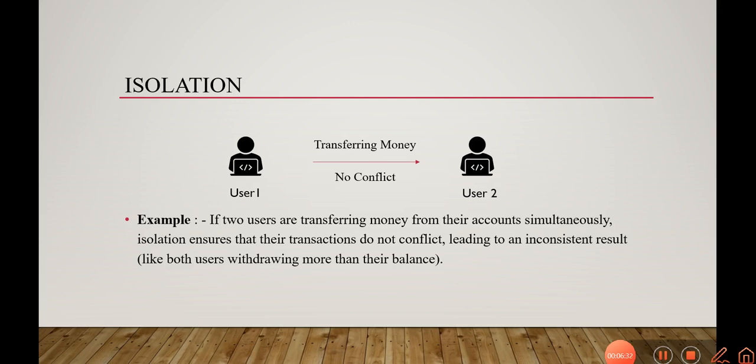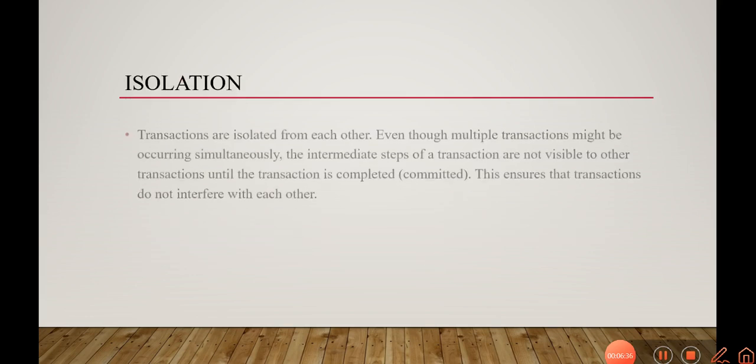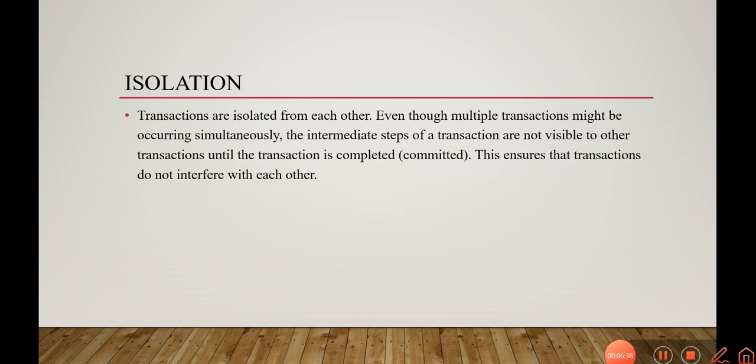So that's nothing but isolation. What isolation says is that transactions are isolated from each other, right? Even though multiple transactions might occur, one user can do 3 to 4 transactions at a time, and another user can do even more transactions.